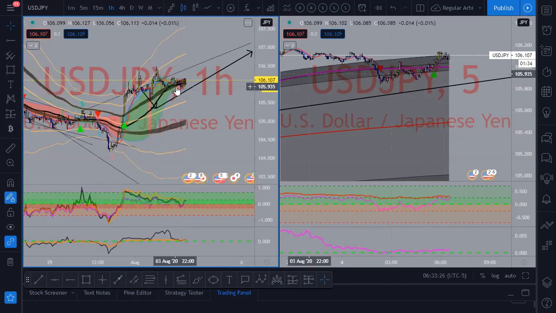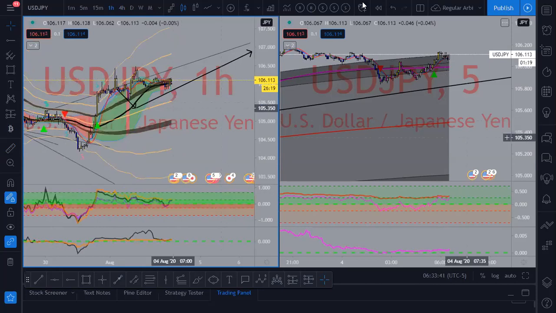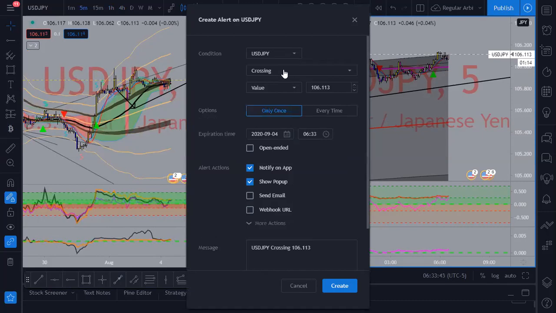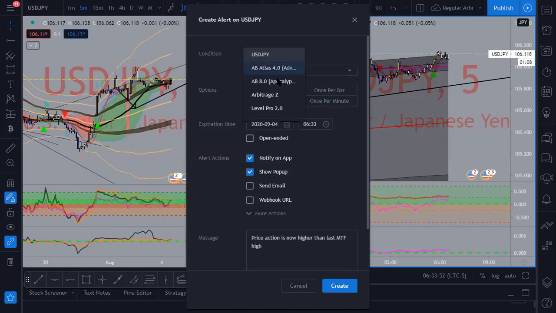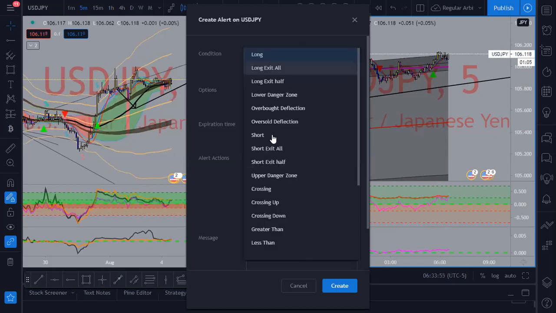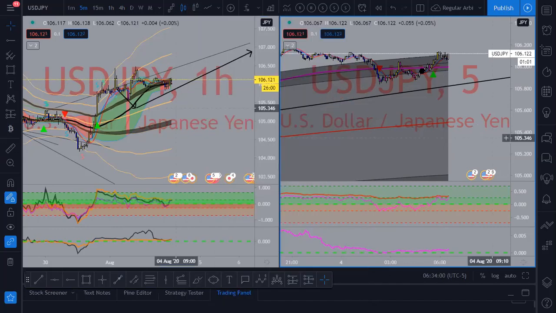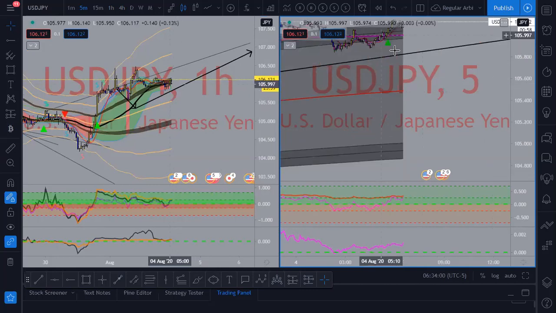So what price can ultimately do is just respect this RSI line right here. It could respect it and then keep going bullish, which I expect to happen because, like I said, the DXY is going to go bullish. But just in case that doesn't happen, on the 5 minute time frame I'm going to set this alert. Apocalypse, short entry, just in case we do get to sell, because the RSI line is up here on the 5 minute.